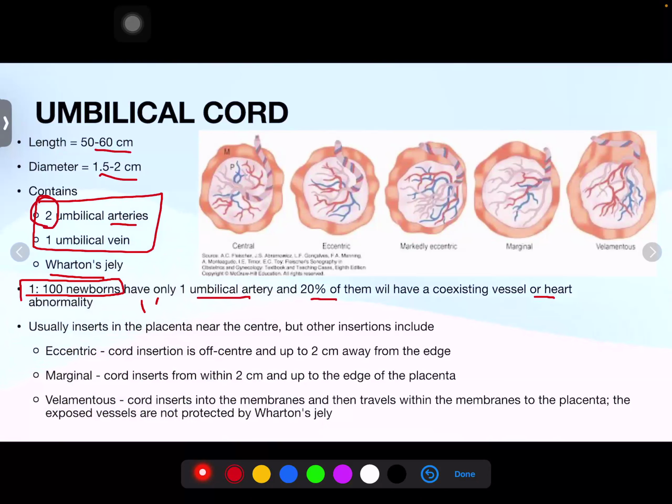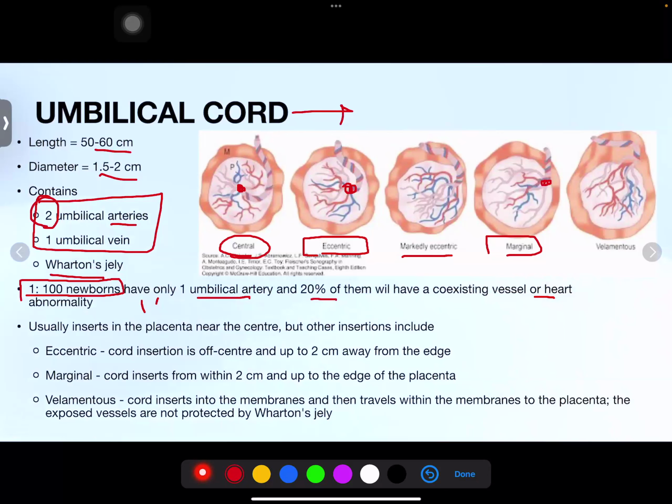Okay. So basically umbilical cord normally inserts in the placenta near the center. If you see this diagram, this is the central attachment of umbilical cord. See, umbilical cord attaches here. Here in eccentric, umbilical cord is just off center. And this is markedly eccentric as well, and marginal. Marginal means just near to the margin, within 2 centimeter, you can say it is attaching. So if you read this, eccentric means the cord insertion is off center, 2 centimeter away from the edge. Marginal means within 2 centimeter of the edge of placenta.